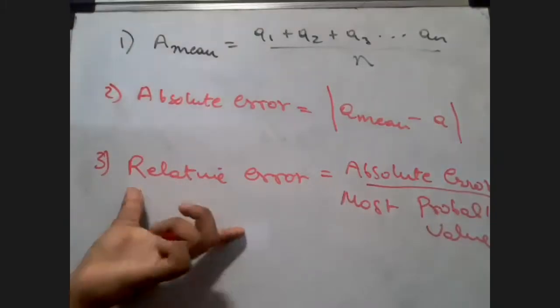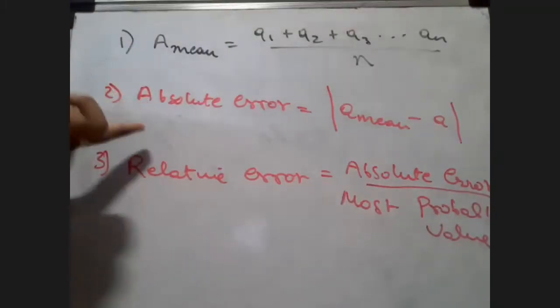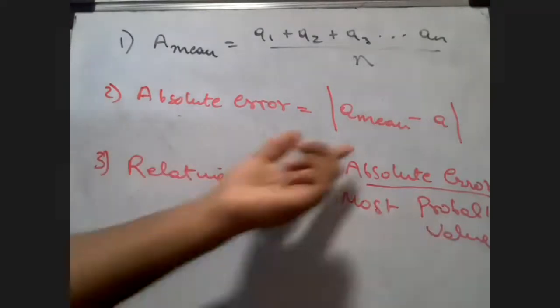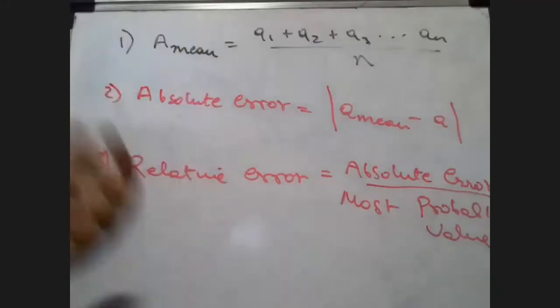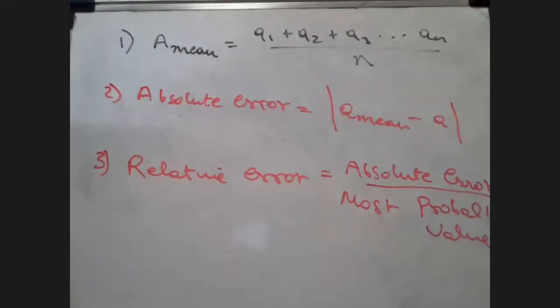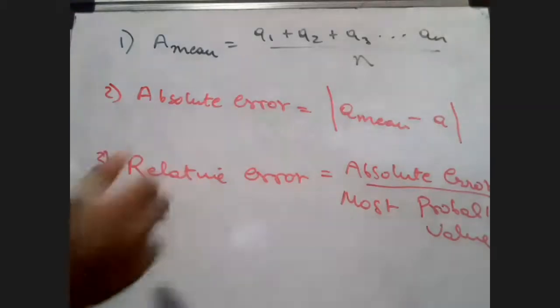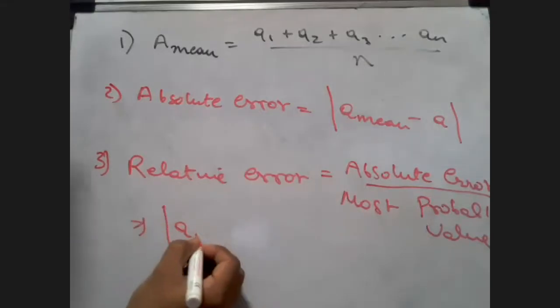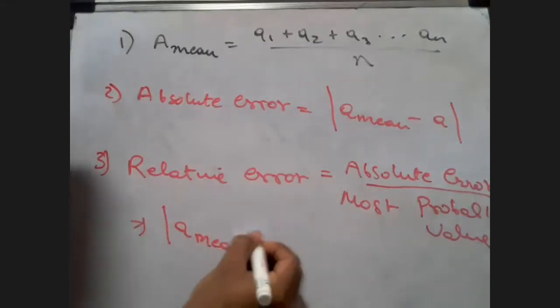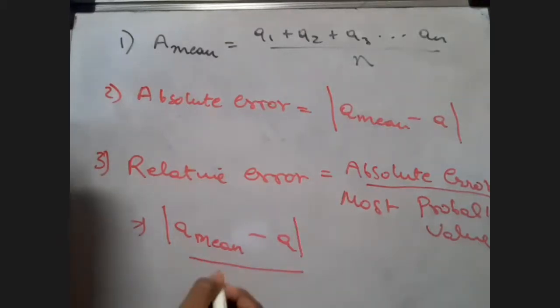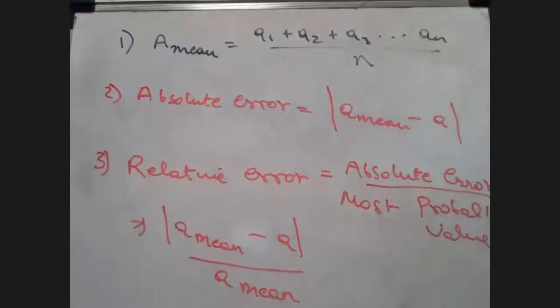Relative error is basically telling me the difference of error. In terms of this expression, it is absolute error upon A mean. Okay, this is relative error. So if you substitute, what you will get? Absolute error is A mean minus A, upon what, students? A mean. Okay, this is going to be my relative error.